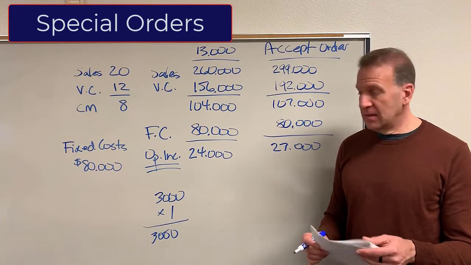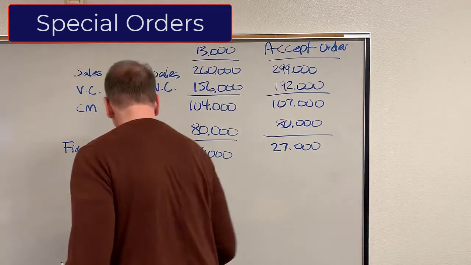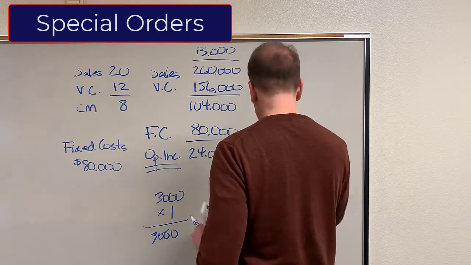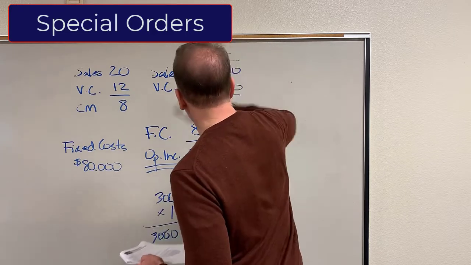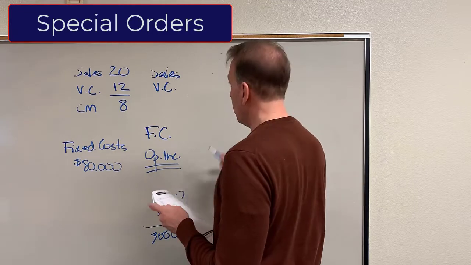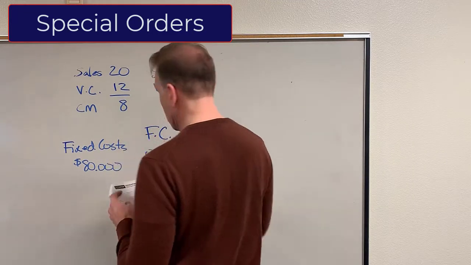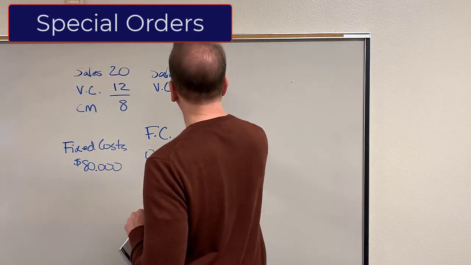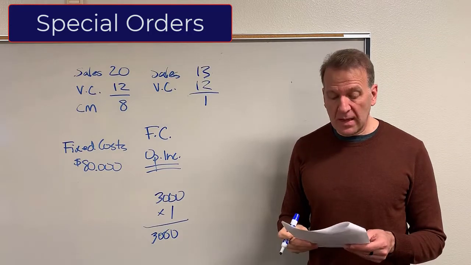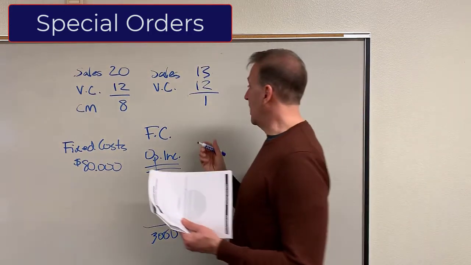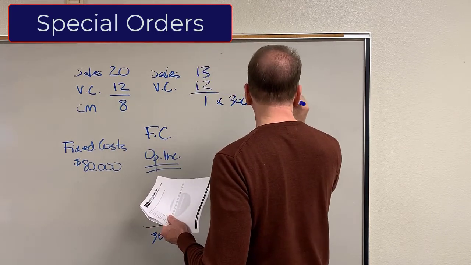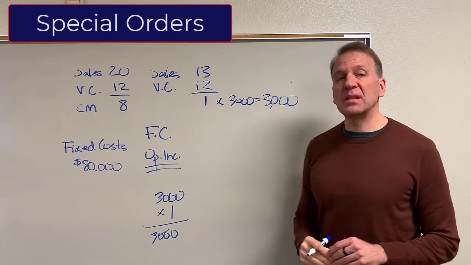Now, let's look at something else here. Let's assume that, I'm going to erase some of this. Let's assume that fixed costs do change. So let's look at a new example. Let's say that we're going to have this special order of $13 per soccer ball. The variable costs are still 12, so we've got this contribution margin of 1. Okay? Now we need to know how many we're going to be selling. So let's say, once again, that we're selling 3,000 soccer balls. So we're back to our total contribution margin of 3,000.